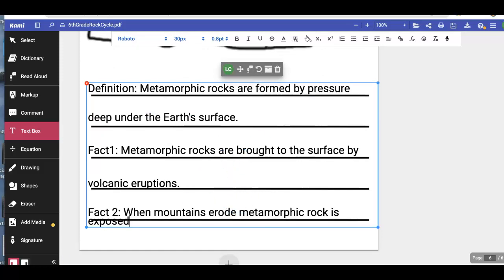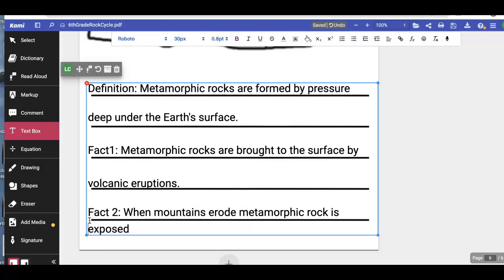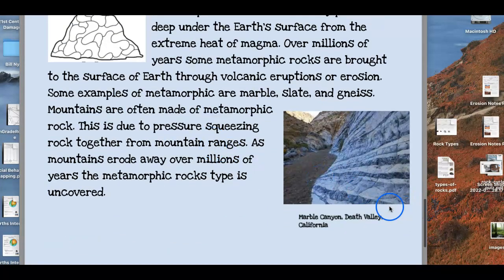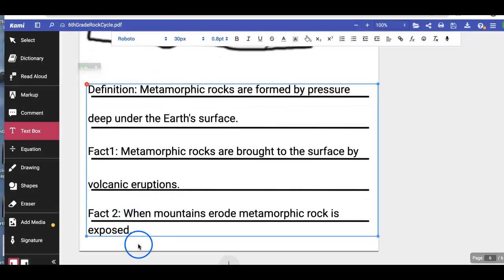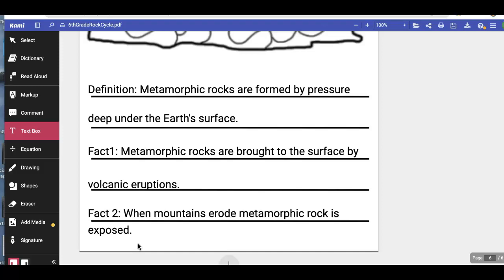Which all that means is that over millions of years, as these rocks wear away on tops of mountains, you get down to the fancy metamorphic rock. Okay, that might be marble. It can look many different ways. It could look similar to this picture right here. You see all these beautiful layers. It's actually marble. That's what that means. Metamorphic rock, when mountains erode, metamorphic rock is exposed. So basically exposed is another word for shown or revealed. Okay? Make sure you guys hit pause and get this right. You should have this exactly as it is on my screen now.